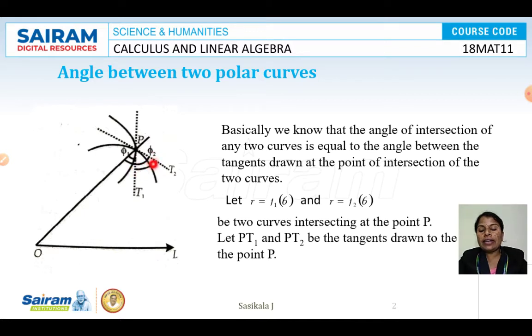So what is that angle? In the graph itself it is clearly visible. It is nothing but the difference of these two angles, right? So phi 1 minus phi 2. That's what we are going to prove.